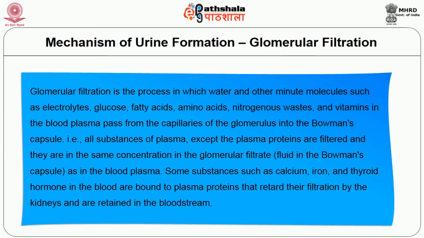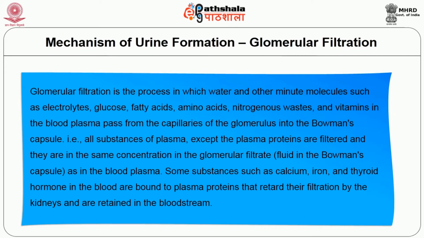It is the process in which water and other minute molecules such as electrolytes, glucose, fatty acids, amino acids, nitrogenous wastes, and vitamins in the blood plasma pass from the capillaries of the glomerulus into the Bowman's capsule. That is, all substances of the plasma except the plasma proteins are filtered, and they are in the same concentration in the glomerular filtrate as in the blood plasma.